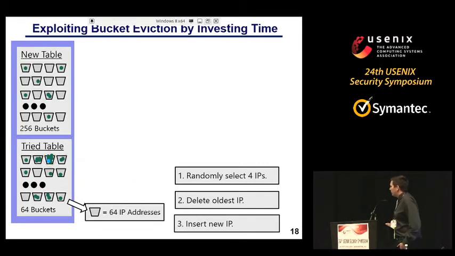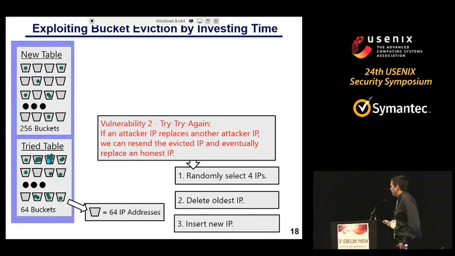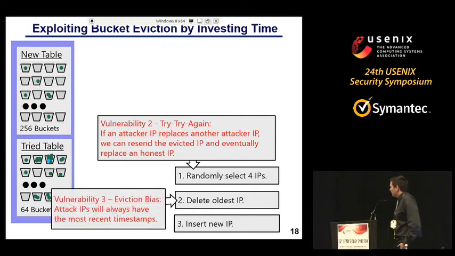This gives the attacker two additional vulnerabilities. Because this selection process is random, if the attacker evicts one of their own IP addresses, they can just rerun that IP address and potentially evict an honest one. So they can improve their chances by trying over and over again. Additionally, as we've already discussed, the attacker can ensure they're the most fresh. So if one of the 4 is an honest IP, the attacker can basically ensure that the honest IP will be evicted.